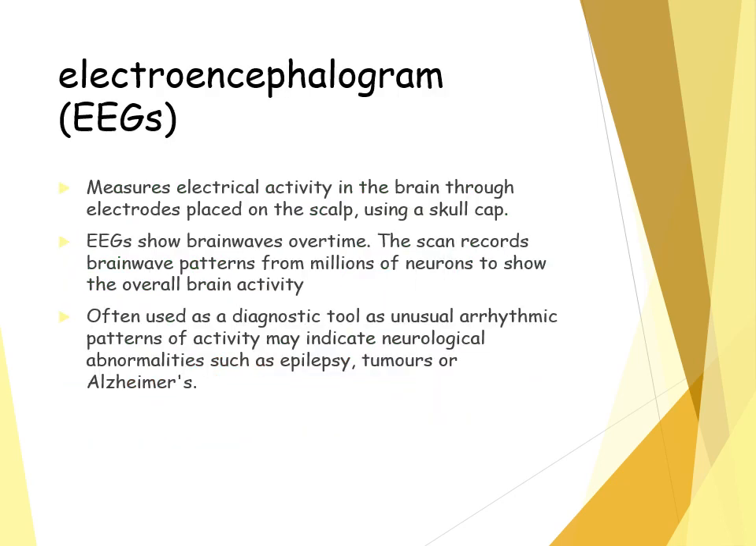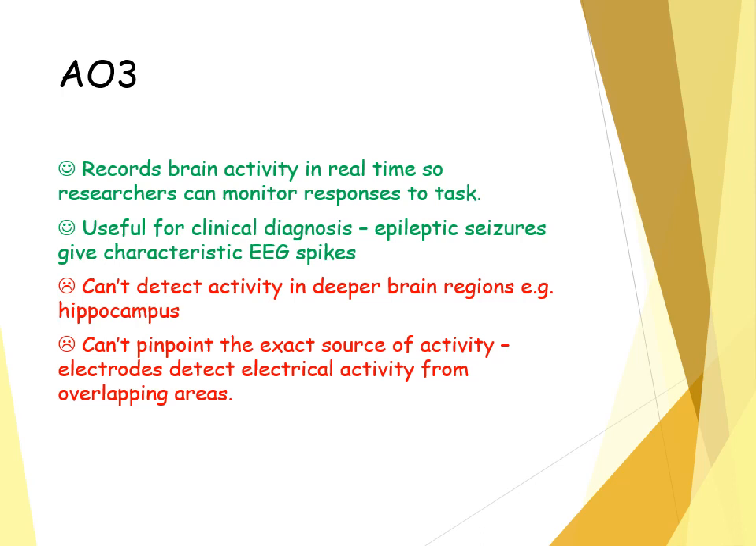So EEGs, they measure the electrical activity in the brain through electrodes placed on the scalp using a skull cap, and they show brain waves over time. The scan records the brain wave patterns from millions of neurons to show the overall brain activity. So they're often used as a diagnostic tool for unusual arrhythmic patterns, and they can indicate neurological abnormalities such as tumours, epilepsy and Alzheimer's. So they record brain activity in real time, so researchers can monitor responses to the task.